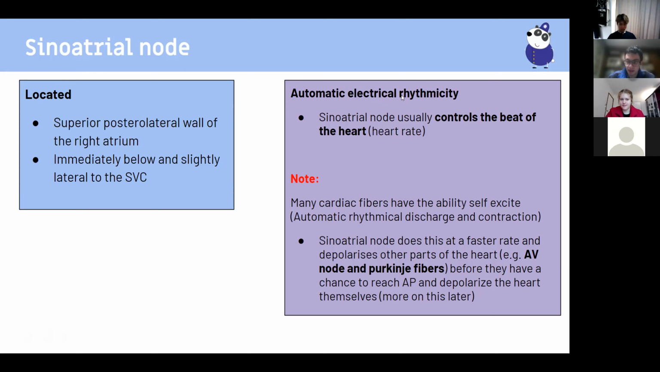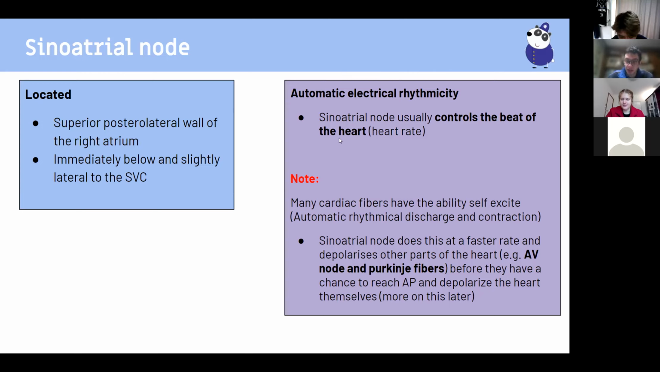Sinoatrial nodes have automatic electrical rhythmicity, and they usually control the beat of the heart. So this little node itself is what leads your heart to contract at the speed it does. An important note is it is not the only part of the heart that has automatic electrical rhythmicity. In fact, almost all parts of the heart, except some fibrous tissue and the ventricle myocardium, have this. So atrial cells have automatic electrical rhythmicity, as do Purkinje fibers, as does the AV node.